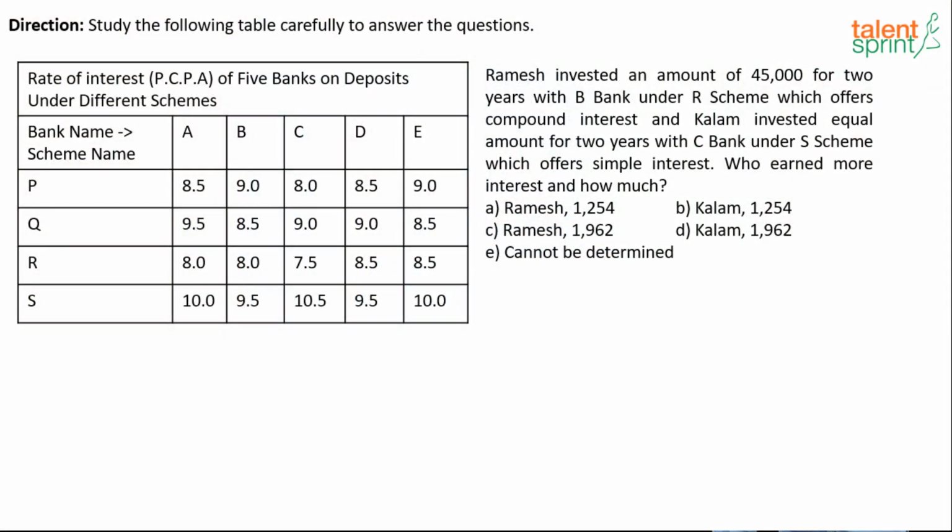Here he's talking about two guys, Ramesh and Kalam. Ramesh invested 45,000 for 2 years with B Bank under R scheme, which offers compound interest, and Kalam invested an equal amount for 2 years with C Bank under S scheme, which offers simple interest. Who earned more interest and how much? Quick.